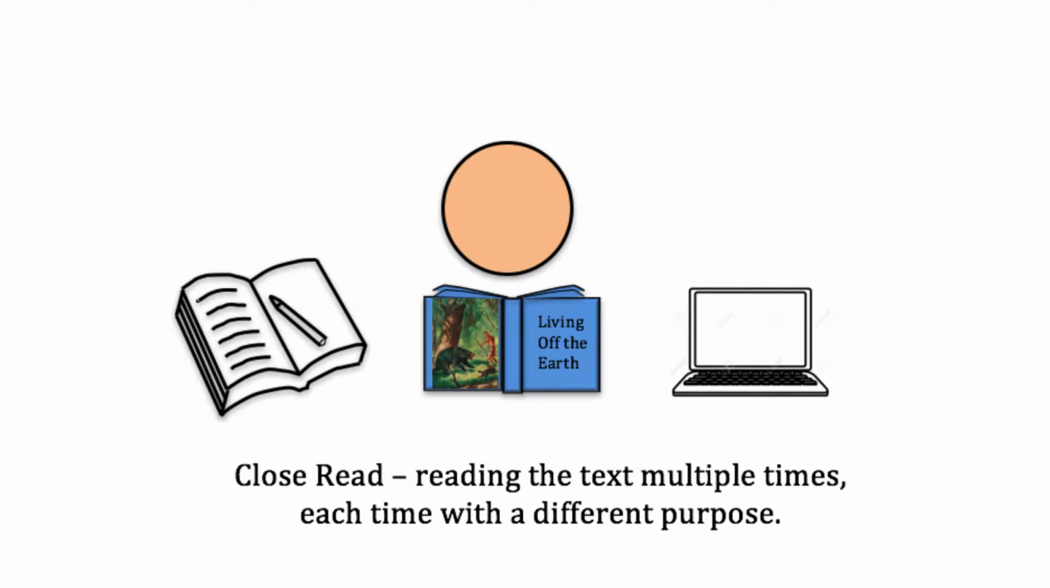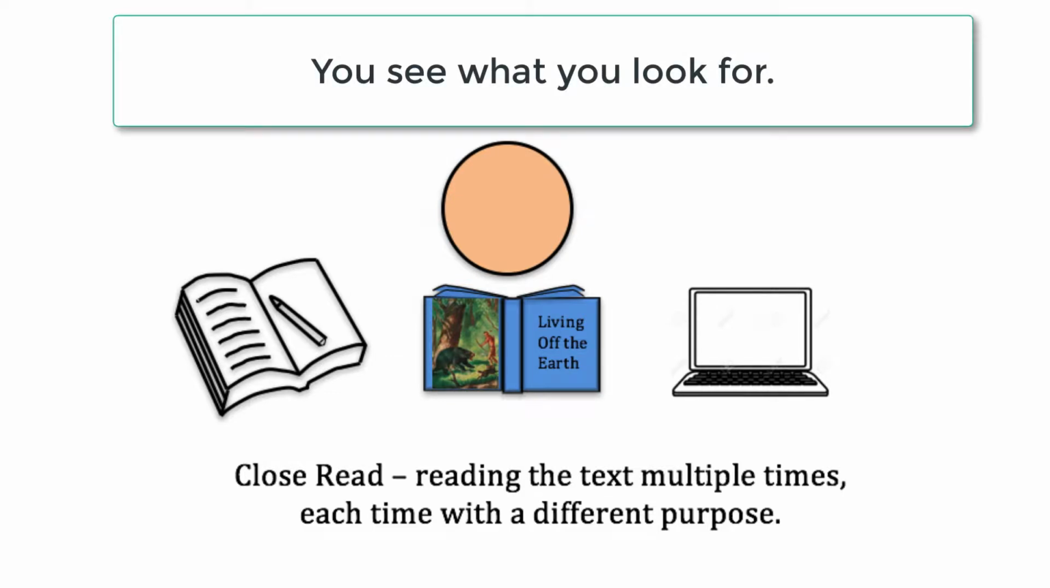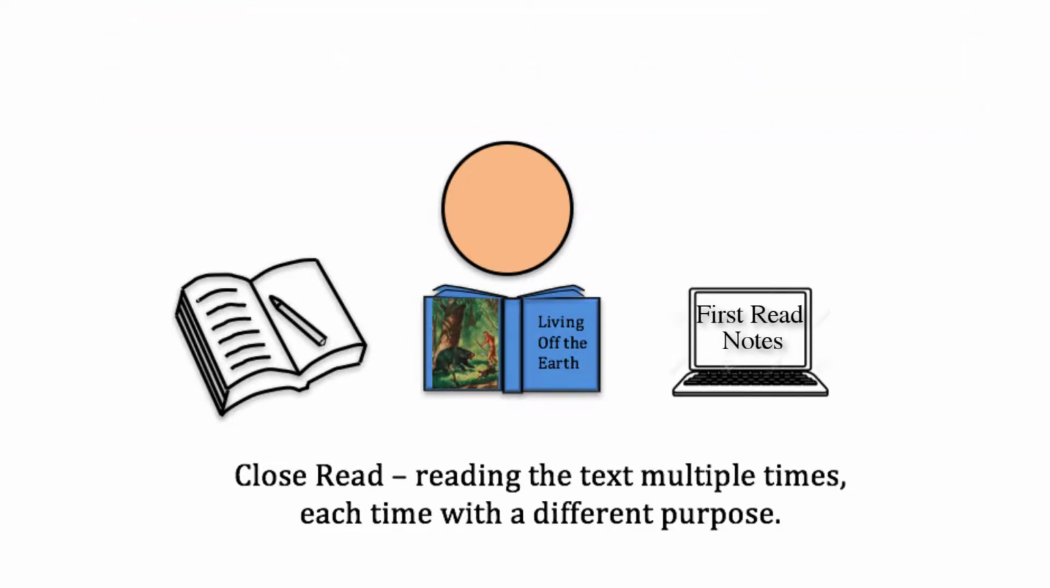The assignment begins with a close reading of the text. We'll read the text 3 times, each with a different purpose. Defining the purpose for the read will determine what you see when you read, what you pay attention to. It will also determine what kind of notes you'll take in your journal.